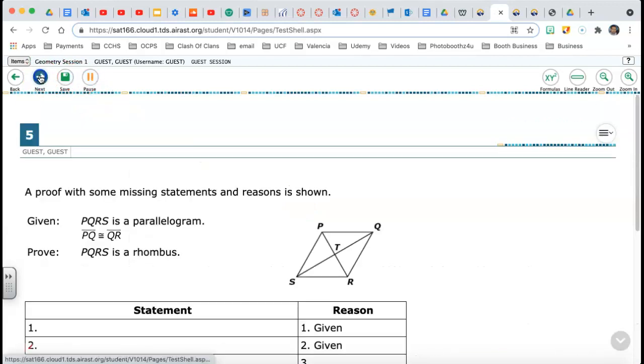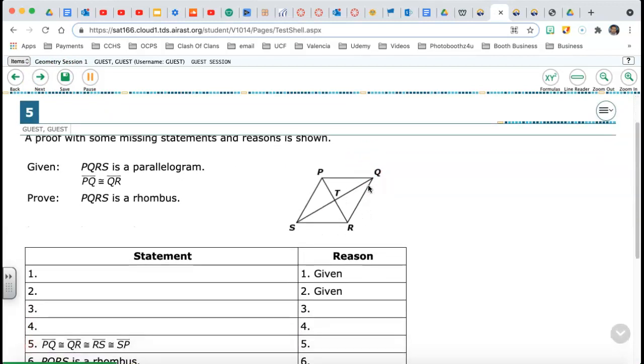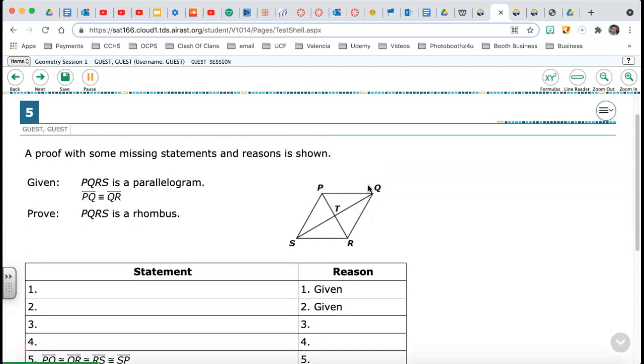All right, let's go to question number 5. Oh, proof. A proof with some missing statements and reasons is shown. PQRS is a parallelogram. PQ is congruent to QR. We have to prove that this is a rhombus. Guys, in order for us to prove a rhombus, remember, what do we need to do? We need to prove that all the sides are congruent. That's it. And I see where we're going right now.